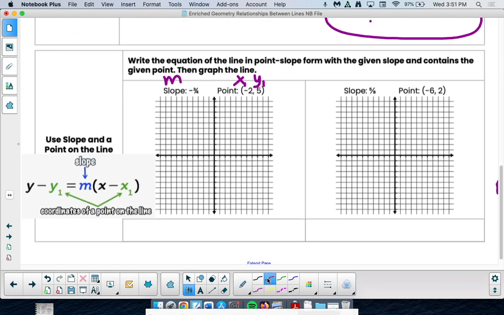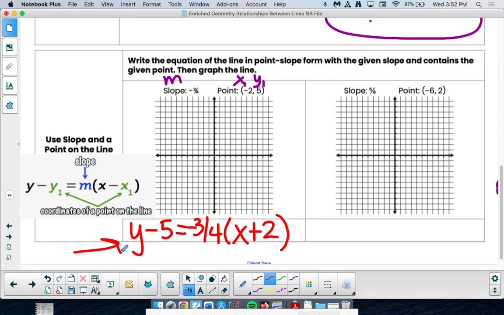So let's see what that looks like. In this blank space, you're going to have y minus, now what's our y coordinate? 5, equals our m, which we labeled -3/4, parentheses x minus our x coordinate, which is -2. So we know a minus becomes plus. This is the point-slope form of our line that we're going to graph. You could solve this for y and then graph it using the slope-intercept form, but since we have the point and we can count our slope, I think that's probably the easiest for right now.